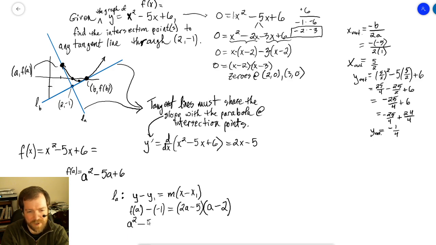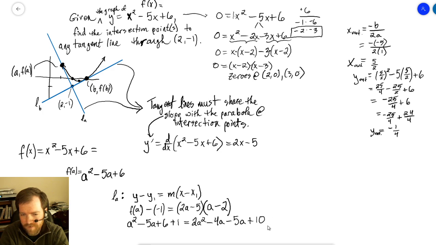So a squared minus 5a plus 6 plus 1 is equal to, now multiply all this stuff out, so 2a squared. Like I said, this is a little bit like a long way, but it works. Here we have a 2a times a negative 2 is going to be a negative 4a. Negative 5 times a is negative 5a. And negative 5 times negative 2 is positive 10. And move everything over just because I like keeping a squared positive.